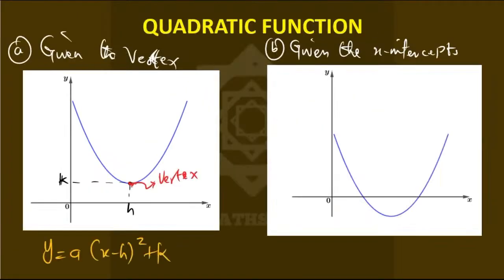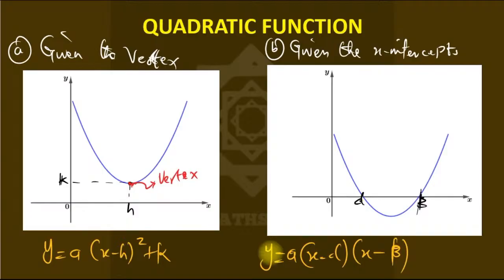So let's go back. I said the first one is given the coordinate of the vertex, while the second one is given the x-intercepts. Assuming the x-intercepts, let's use alpha and beta, where it touches the x-axis at alpha and beta. Then the quadratic function is always y equals a times (x minus the first intercept) times (x minus the second intercept).